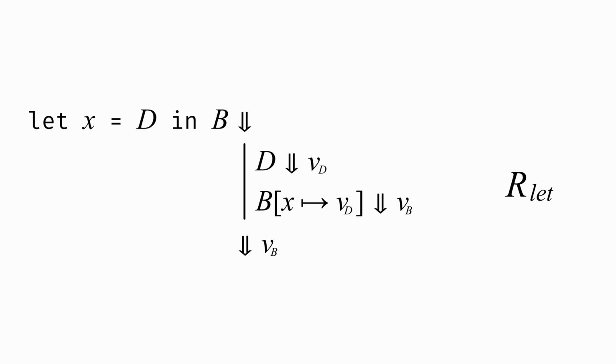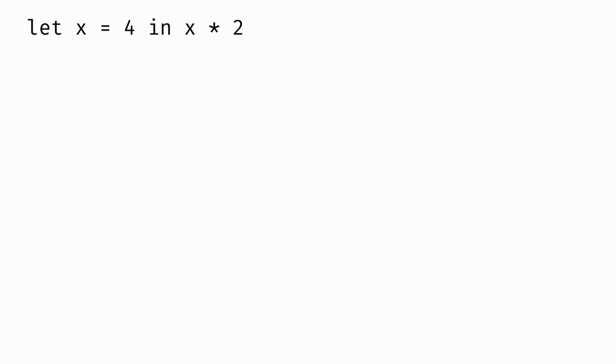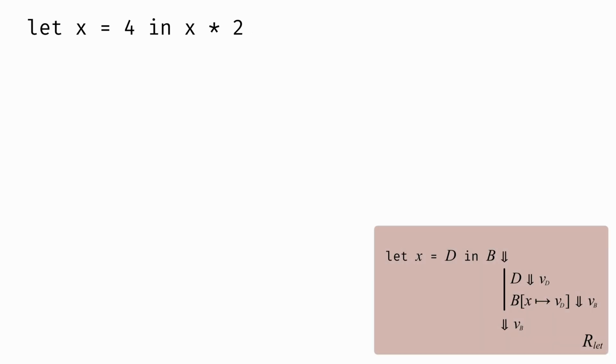Let's try to apply this rule to an example. Here's an expression that we want to evaluate. Let x = 4 in x * 2. How would we evaluate this expression? We have a let expression, so we're going to use our R_let rule, which indicates that a let expression has a variable, in this case x, a definition, in this case 4, and a body, in this case x * 2.